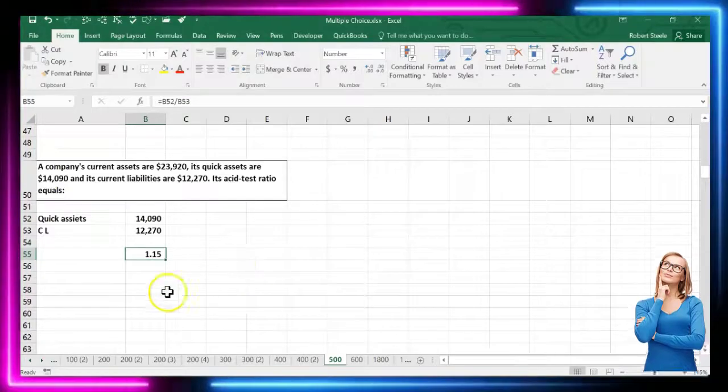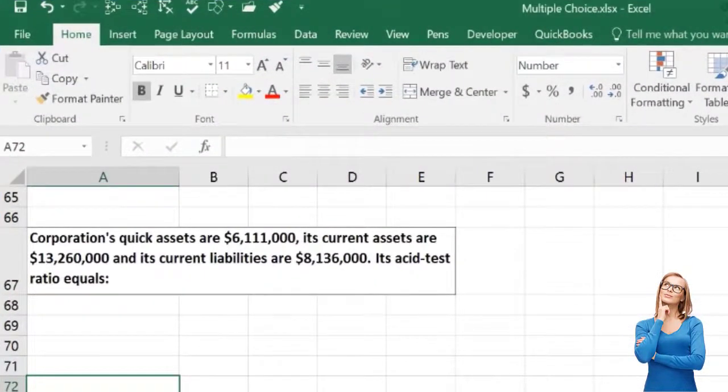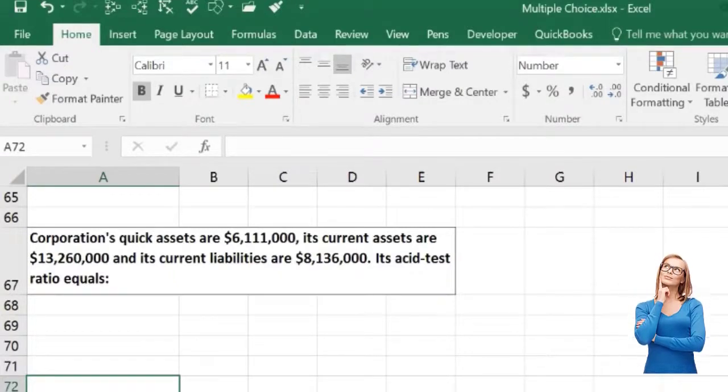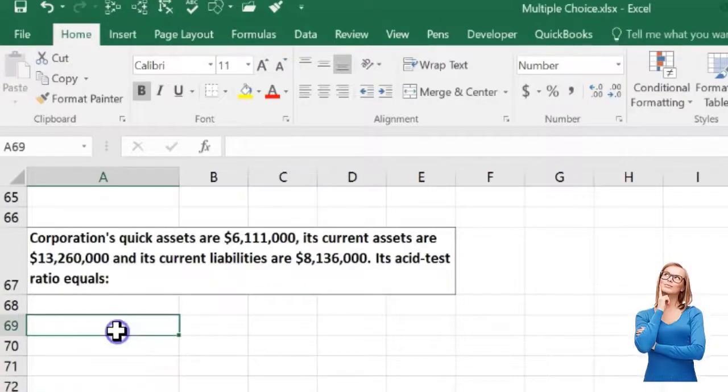Next one says that a corporation's quick assets are $1,111,000, its current assets are $13,260,000, and its current liabilities are $1,136,000. Its acid test ratio equals what? So same thing, we just got to know what the ratio is.